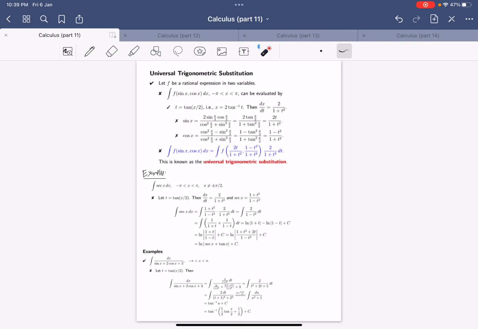And really, with all this substitution, with integration by parts, with integrating rational functions, it comes with practice, and the more you do so, the better you'll be.